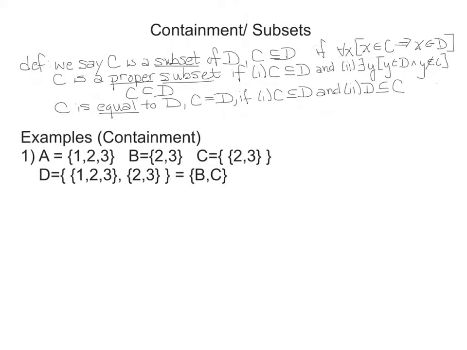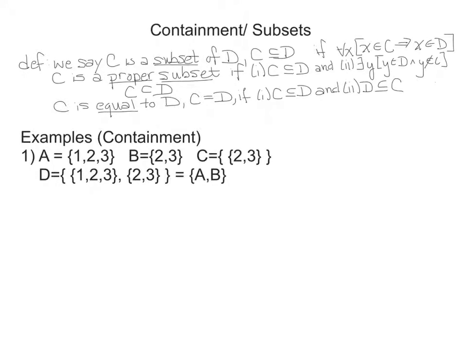We will start with some sets. We have the set A, which has the elements 1, 2, and 3. We have the set B, which has the elements 2 and 3. We have the set C, which is a set of sets. It contains one set, which has the elements 2 and 3. And then we have the set D, which is also a set of sets. It contains the set {1, 2, 3}, as well as the set {2, 3}. So in other words, D is the set containing the sets A and B.